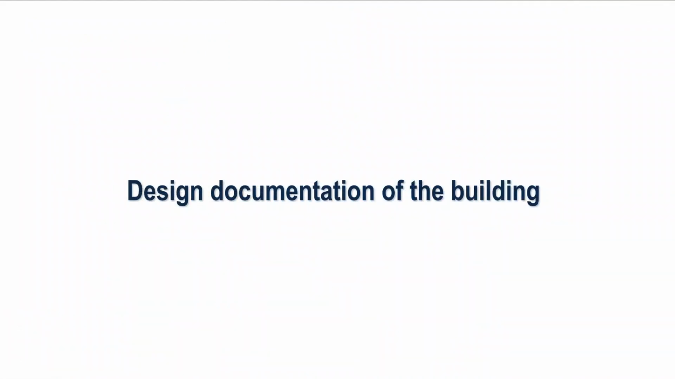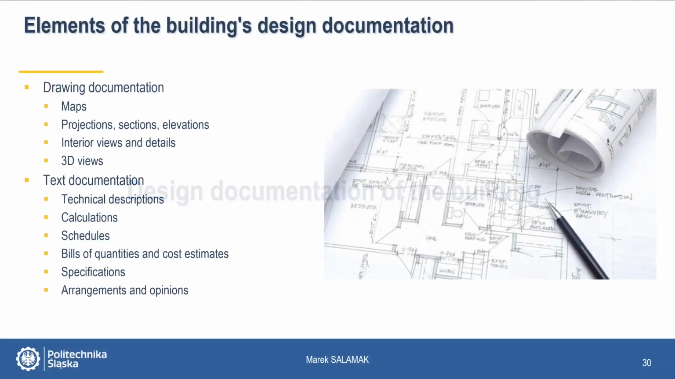Now let's see how BIM models can become part of the building's design documentation. Basically, the design documentation of a building consists of a drawing and a text part. The drawing elements include maps, the layouts shown a moment ago, sections, elevations, interior views, and details. The text part includes technical descriptions, calculations, schedules, bills of quantities, cost estimates, specifications, agreements, and opinions.